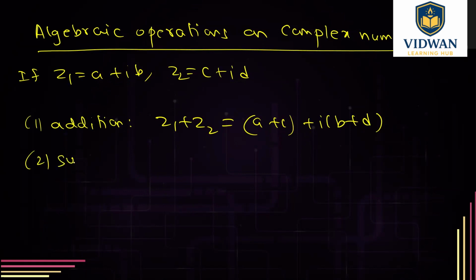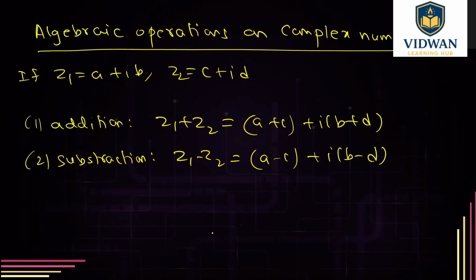So for the new complex number, a plus c is the real part, b plus d is the imaginary part. And similarly, if you have to do subtraction of complex numbers, you want to write Z1 minus Z2, you need to subtract real part with real part in the same order, like a minus c plus i times b minus d. This is how you write down the difference of two complex numbers. Now let's see how we can do multiplication of complex numbers.